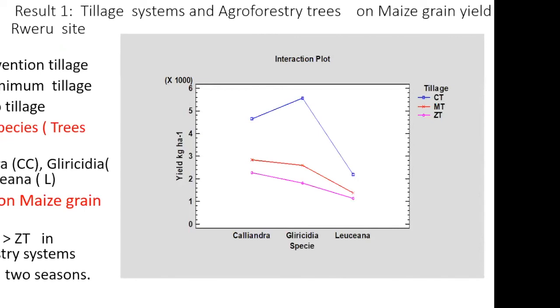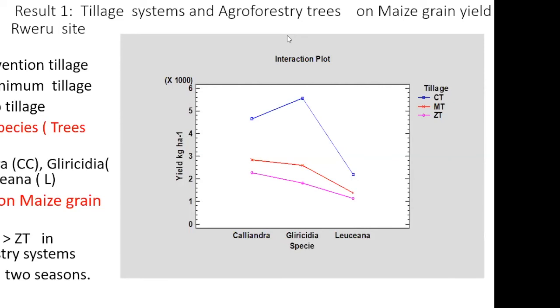So here you have different agroforestry species. Here you have the yield of crops, and down there you have different agroforestry species we call fertilizer species, and these species are regularly pruned. And in this system we use different tillage.